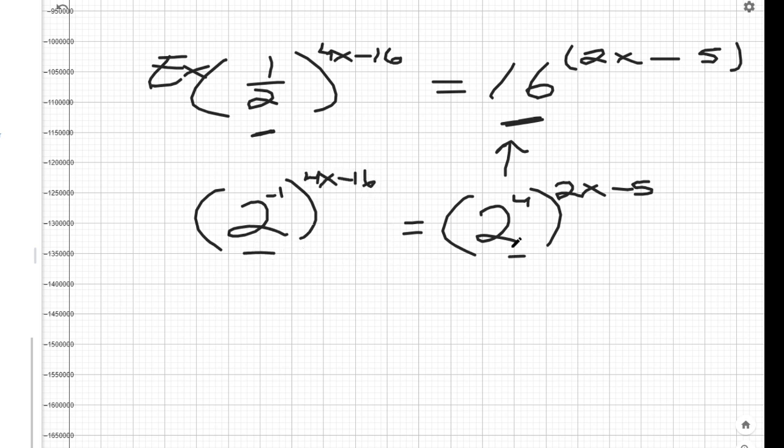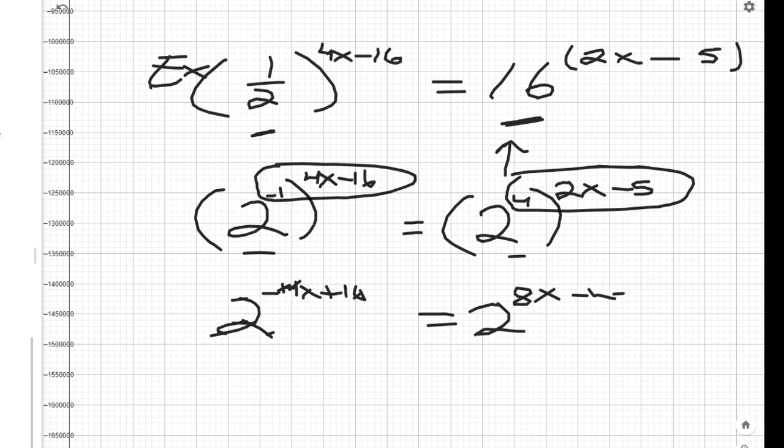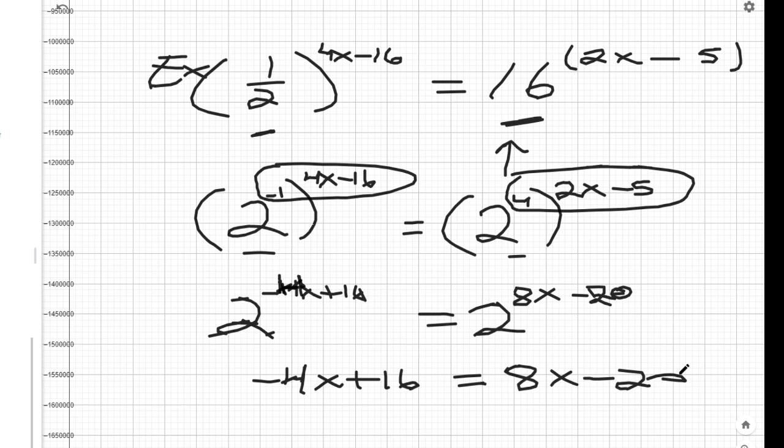Okay, now that we have the 2's, let's take care of the exponents. These two exponents here. So I get 2 to the negative 4x plus 16 is equal to 2 to the 8x minus 20. And by the way, this is a 4 right here. So negative 4x plus 16 is equal to 8x minus 20. And we're going to solve this.